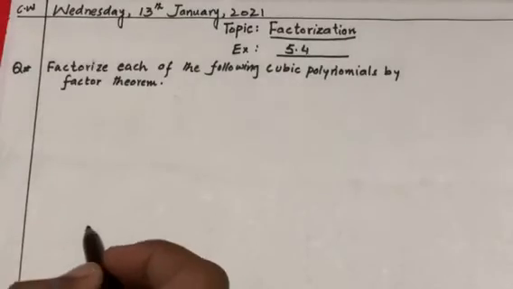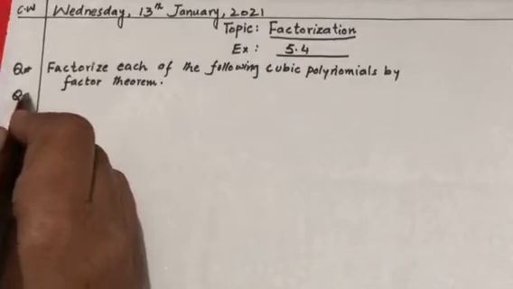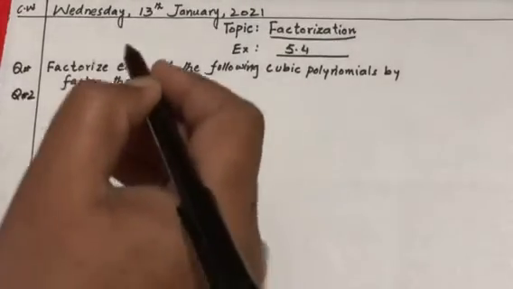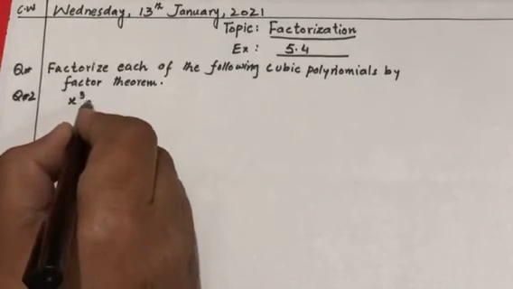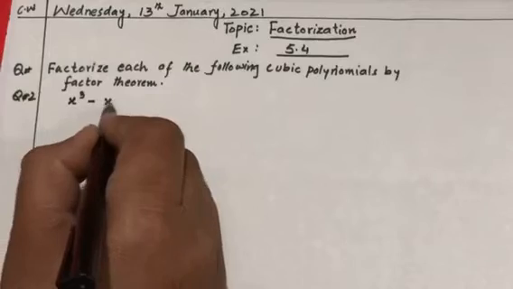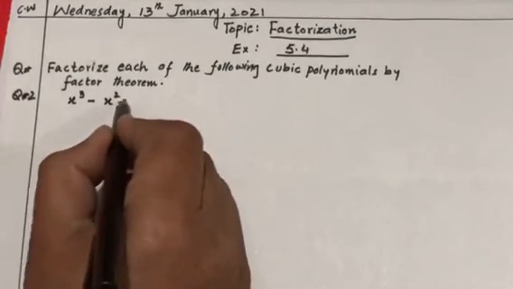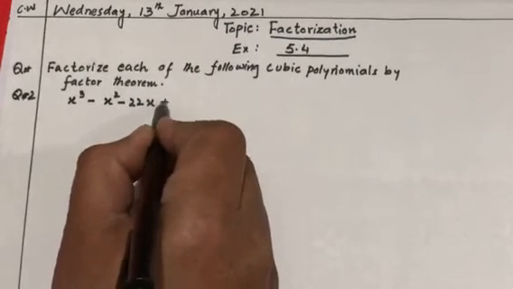So we are going to solve question number 3 of exercise 5.4. The statement of question number 3 is x cube minus x square minus 22x plus 40.